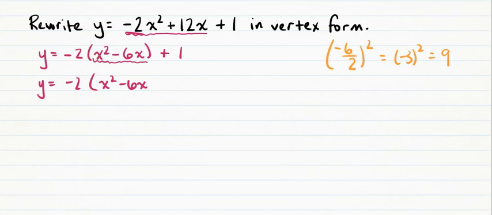So we are going to add 9 and at the same time subtract 9, because that makes sure that we're not changing the equation. We're just adding in 0. But it is changing the way the equation's written so that we can manipulate it algebraically. And we still have a plus 1 outside the bracket here.